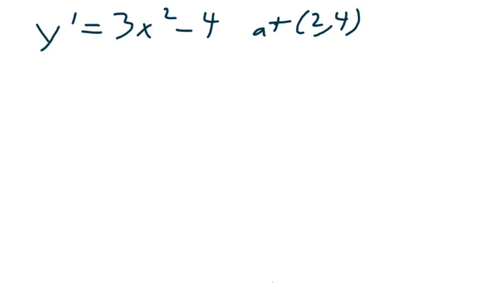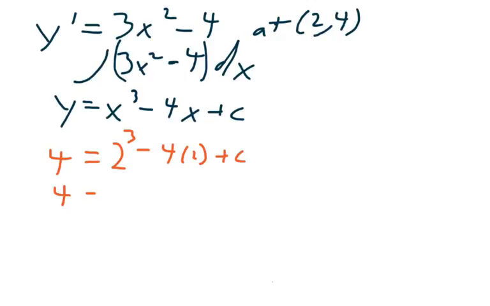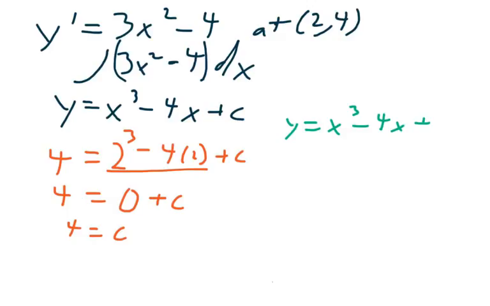So for this particular problem, we need to take the antiderivative of the right side to give us x cubed minus 4x plus c is equal to y. So now we plug in the numbers, so 4 is equal to y: 2 cubed minus 4 times 2 plus c gives me 4 equals, when I plug this in, 0 plus c, which means 4 is equal to c. So my answer is going to be y equals x to the third minus 4x plus 4.